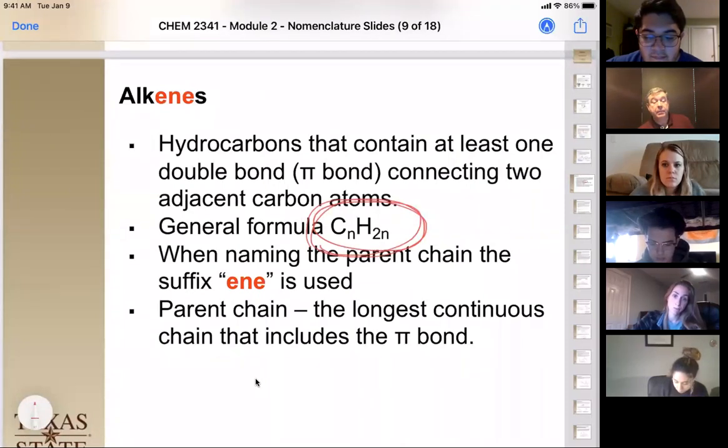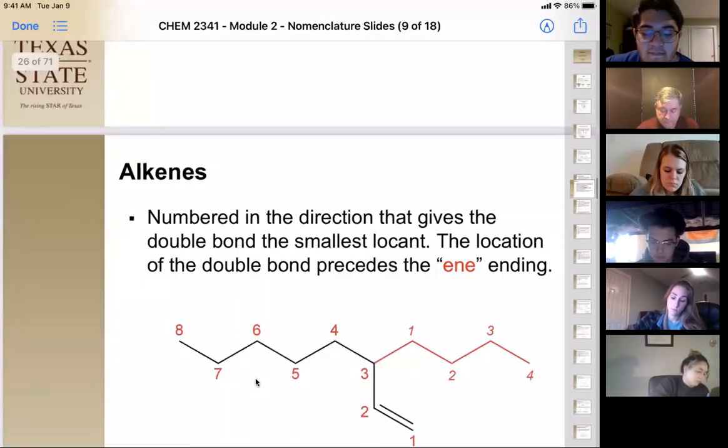Okay, so that means you can have a really long substituent that ends up not being included in the parent name because it doesn't contain both of the carbons in the double bond. All right, so let's explore that.